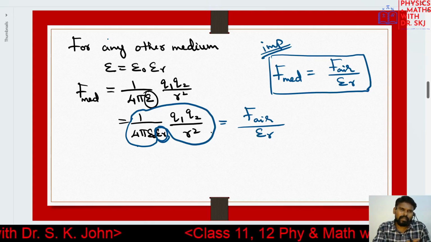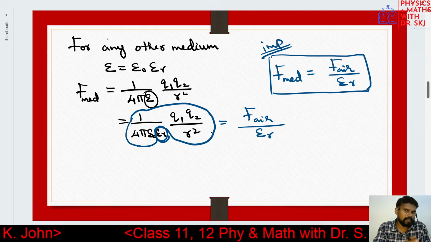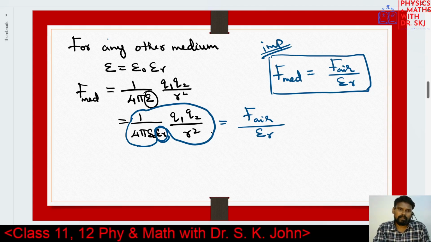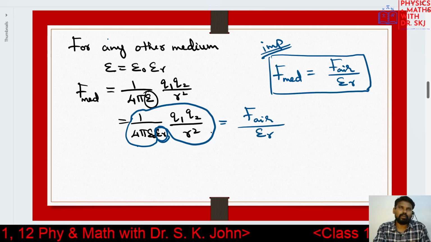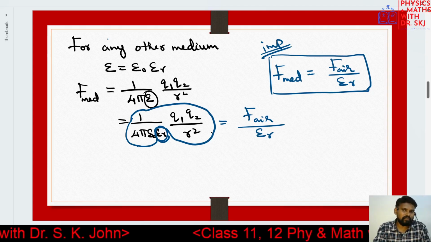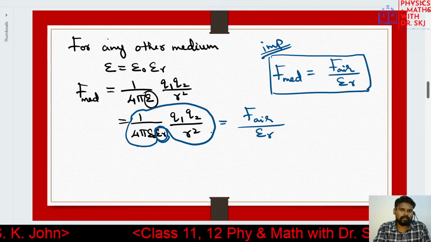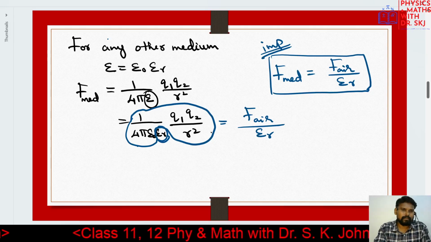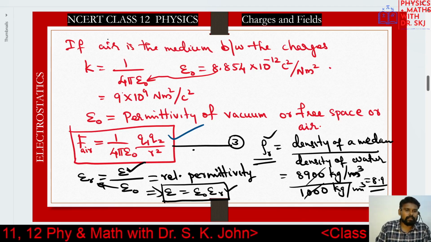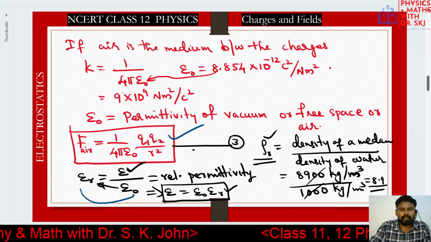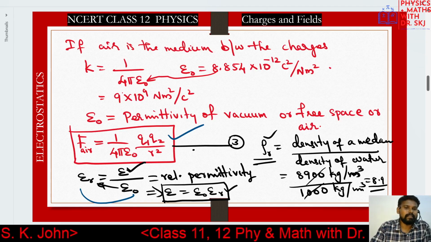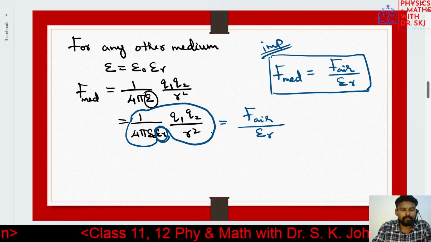Okay, now we have discussed only main three formulas, like quantization q is equal to ne. In the previous lectures we have discussed. Then here we have Coulomb's law, F is equal to 1 by 4 pi epsilon q1 q2 by r square, and the F medium is equal to F air by epsilon r. Okay, three formulas only. And you may add that formula for relative permittivity, which is epsilon r is equal to epsilon by epsilon 0, like this. You have to write the formulas in your formula book, so you can easily revise the formulas.